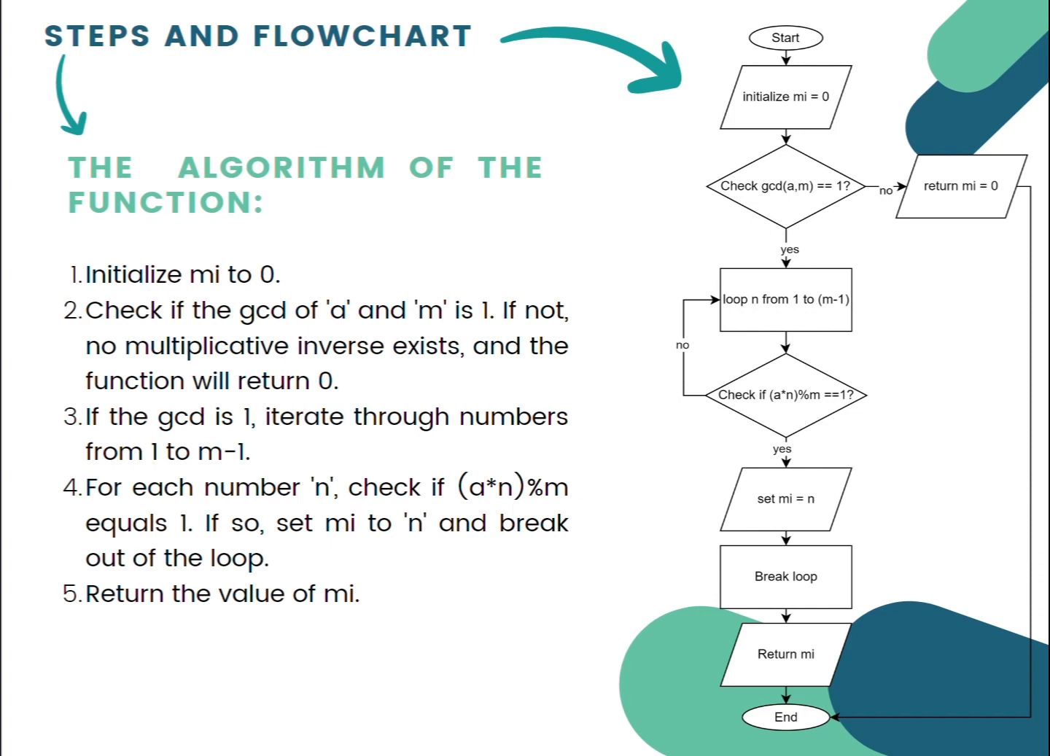If the GCD is 1, it will iterate through the numbers from 1 to M minus 1. For each number n, it will check if A times n modulus M equals 1, and it will loop until the condition becomes true. If it is true, it will set MI equal to n, then break the loop, return MI, and the program will end.